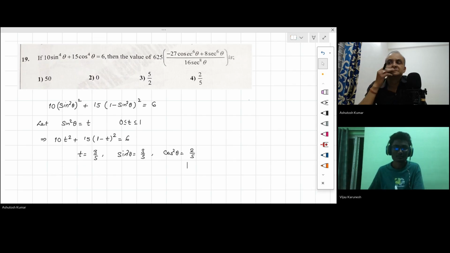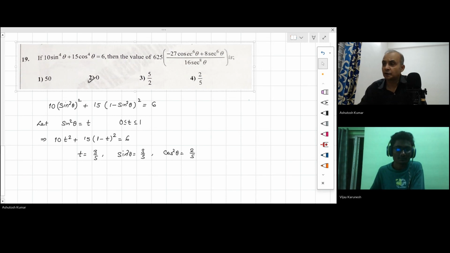I got 0, sir. 0, very good. 0, we get the answer because both will come the same here. So there is no need to multiply 625 and all these things; they are given as distraction. But in the answer key, they have given the answer as 50, sir.